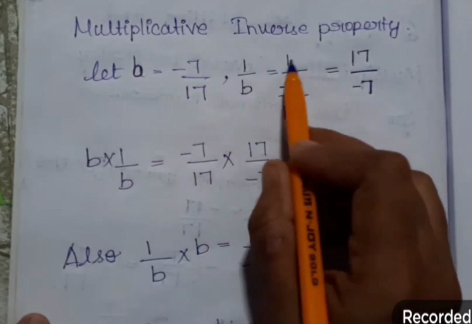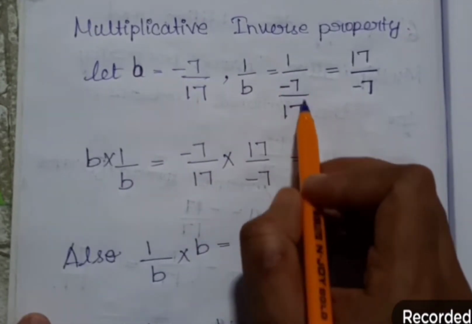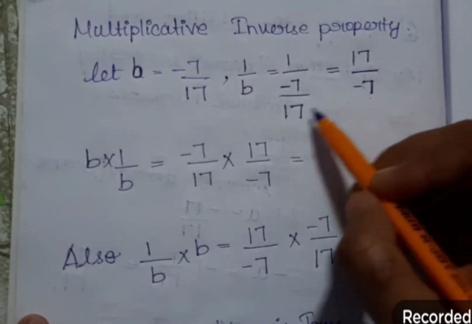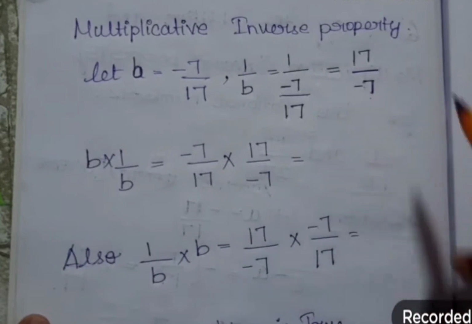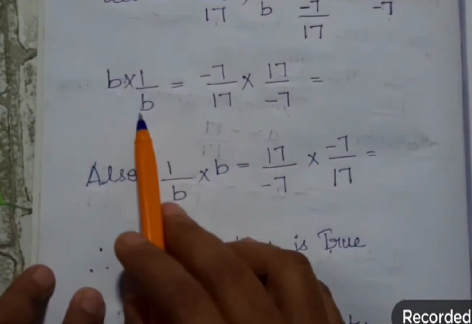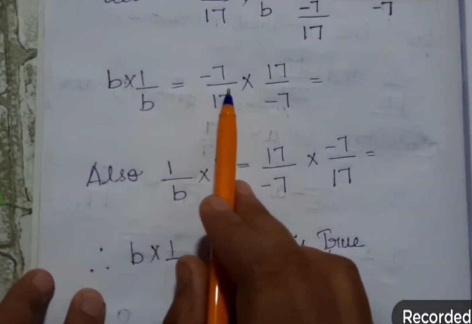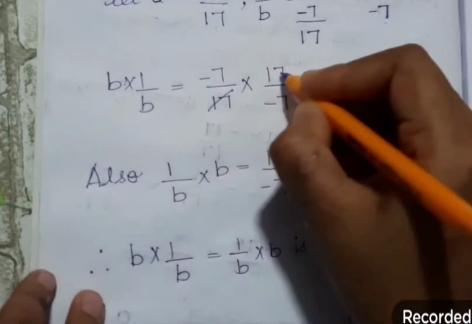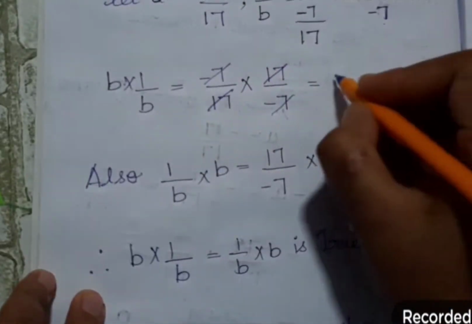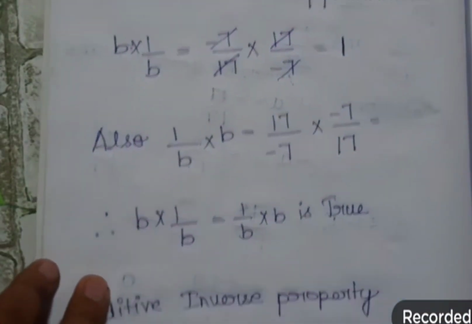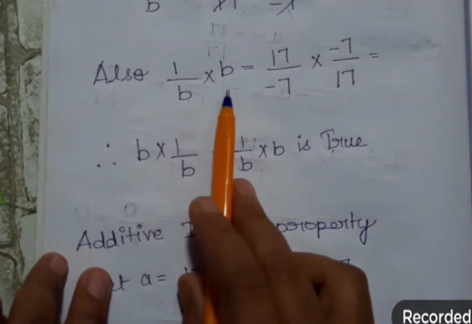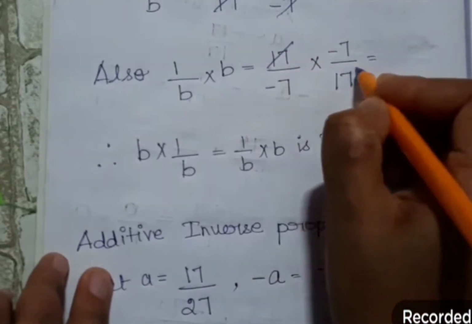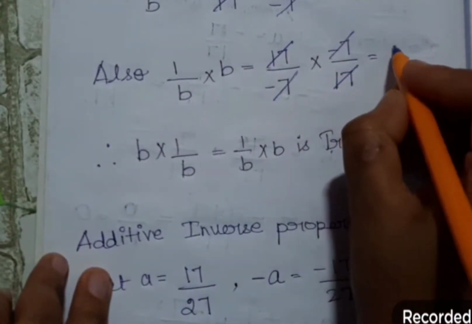Same way, for the multiplicative inverse property, the second value you have to take is b. B is a multiplication, so you are using b. B is equal to minus 7 by 17. The reciprocal of this, 1 by b, is just changing the numerator and denominator. B into 1 by b is equal to minus 7 by 17 into 17 by minus 7. 17 and 17 cancel, minus 7 and 7 cancel, and the answer becomes 1. And also 1 by b into b, the same way, you cancel it and you will get the same answer 1.